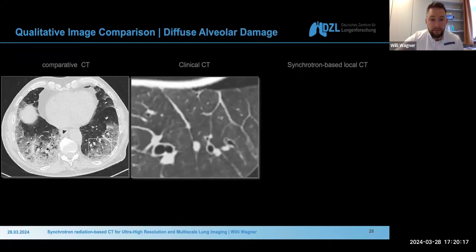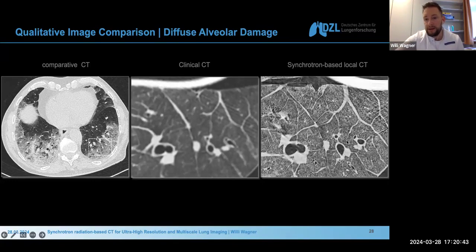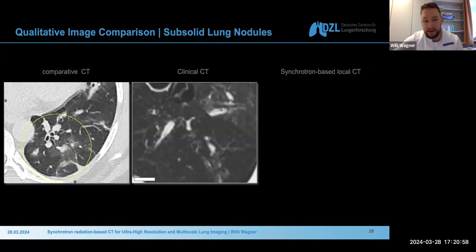A different finding here would be acute lung injury. So at the very beginning of bad lung inflation, you have acute lung injury. And this is a clinical CT of it. This would be our model lung looked at in clinical CT and synchrotron-based CT. And I have to apologize a little bit for the artifacts here. This was from our very first experiment. But you can see the amount of additional information and fine substructures that you can identify also in this disease model.